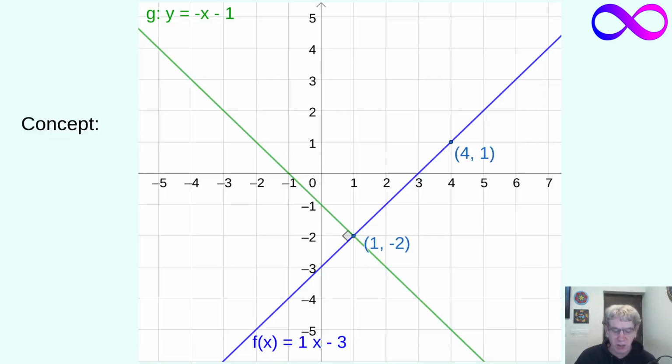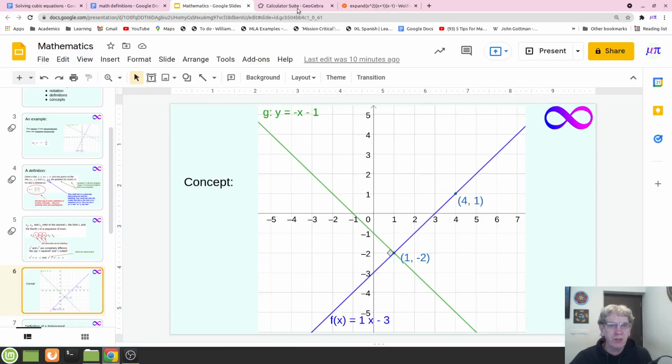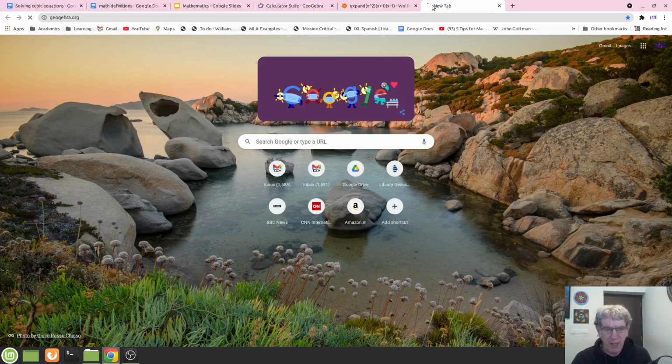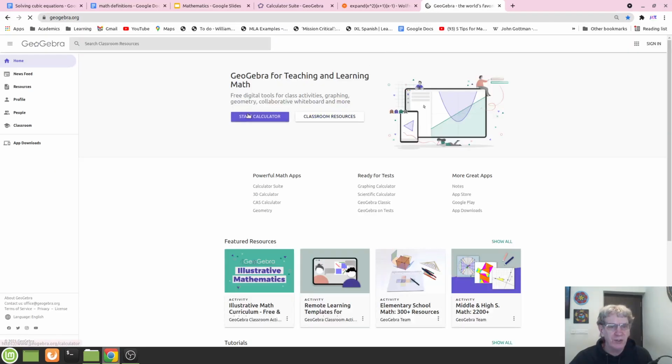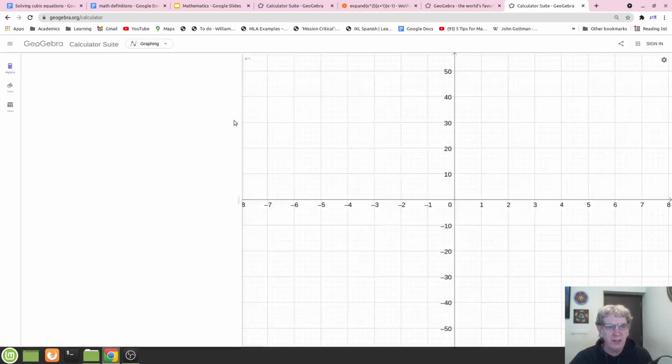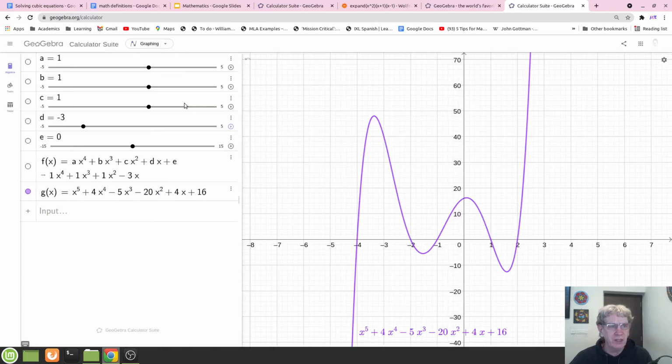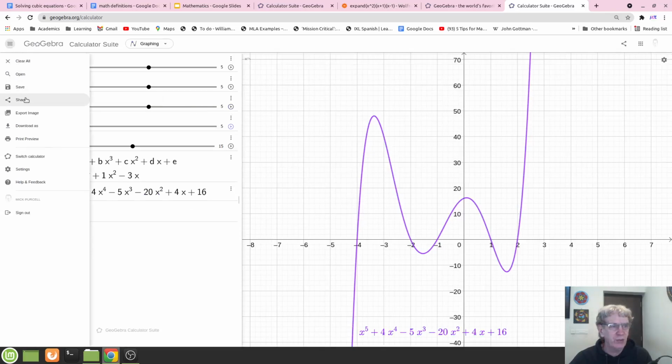All right, so let's look at this concept here of perpendicular lines a little bit more closely. What I'm going to do is graph these perpendicular lines in GeoGebra. So let me go to GeoGebra. Let me just open a new tab, GeoGebra, and start the calculator. And let's recover our unsaved changes. That sounds good. And let's start a new one.